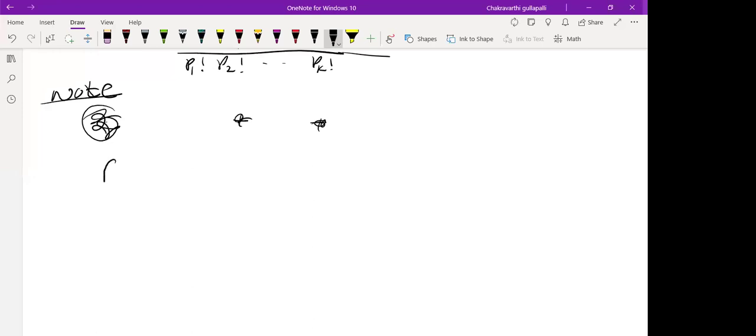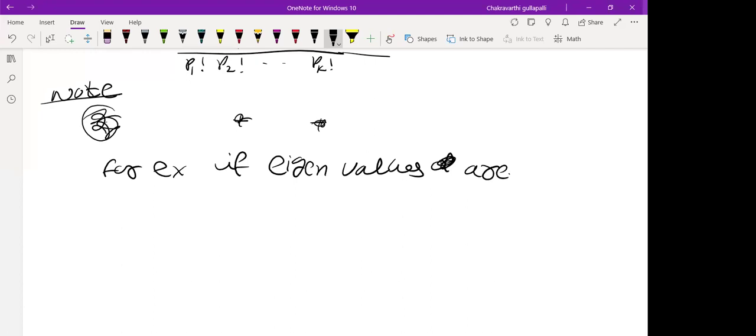For example, if the eigenvalues of the matrix of the quadratic form are 3, 3, 5, 2, 10. Number of canonical forms?